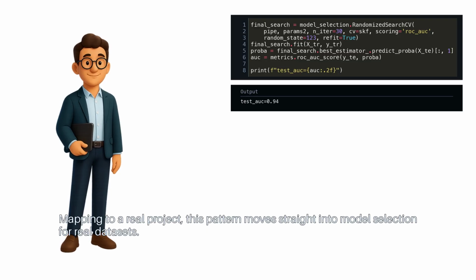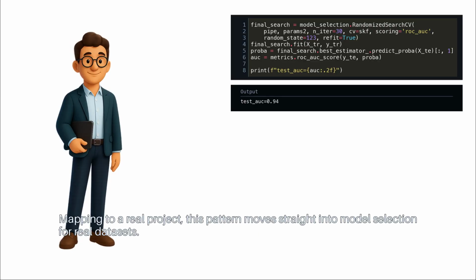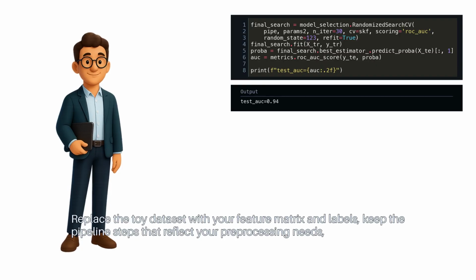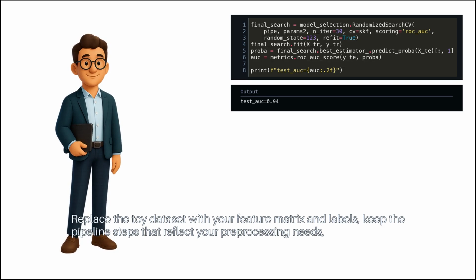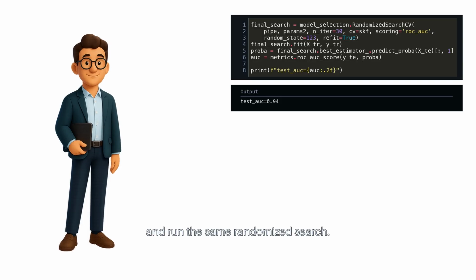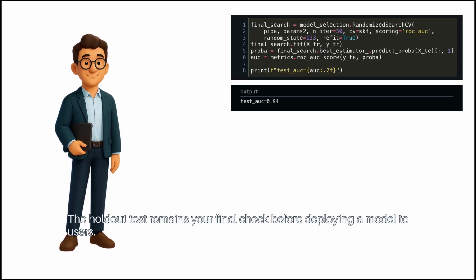Mapping to a real project, this pattern moves straight into model selection for real datasets. Replace the toy dataset with your feature matrix and labels. Keep the pipeline steps that reflect your preprocessing needs, and run the same randomized search. The holdout test remains your final check before deploying a model to users.